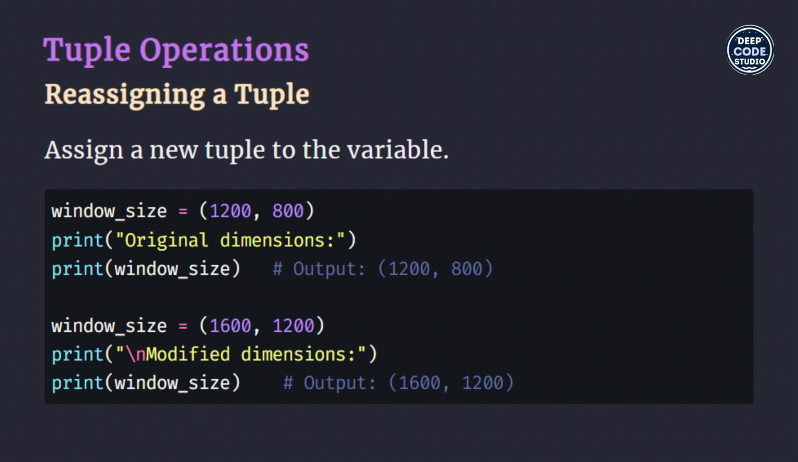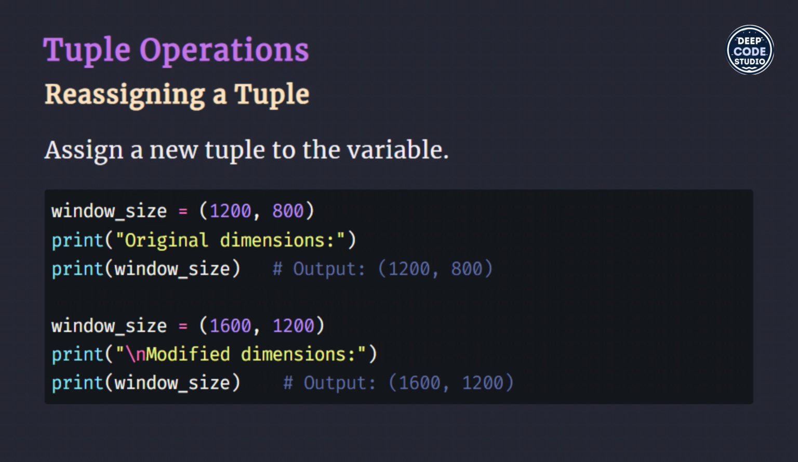Remember when I said that you cannot change individual elements of a tuple, but you can assign an entirely new tuple to a previously declared tuple variable. So let us take the same example where window size is defined as 1200, 800. Now if you print it, it would output 1200, 800. But let us assign this variable window size to a new tuple which is 1600, 1200. If I try to print the same variable again, then my output would be 1600, 1200.